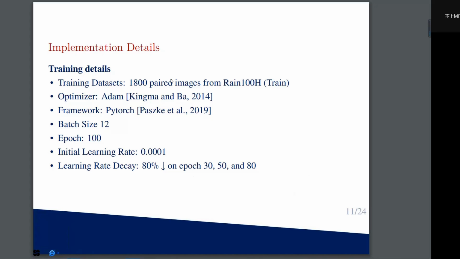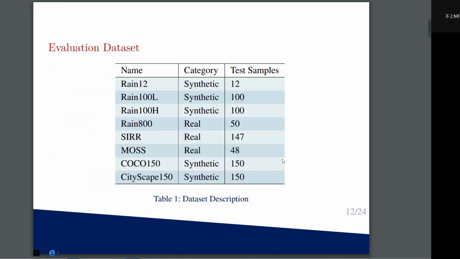This is the training detail for SAPNet. We use 1,800 synthetic rainy image pairs from the Rain100 training dataset. We use Adam and PyTorch to train our model with a learning rate decay strategy. It takes approximately 20 hours to converge our model with 100 epochs. This is the evaluation dataset, including some synthetic datasets and real-world rainy datasets.